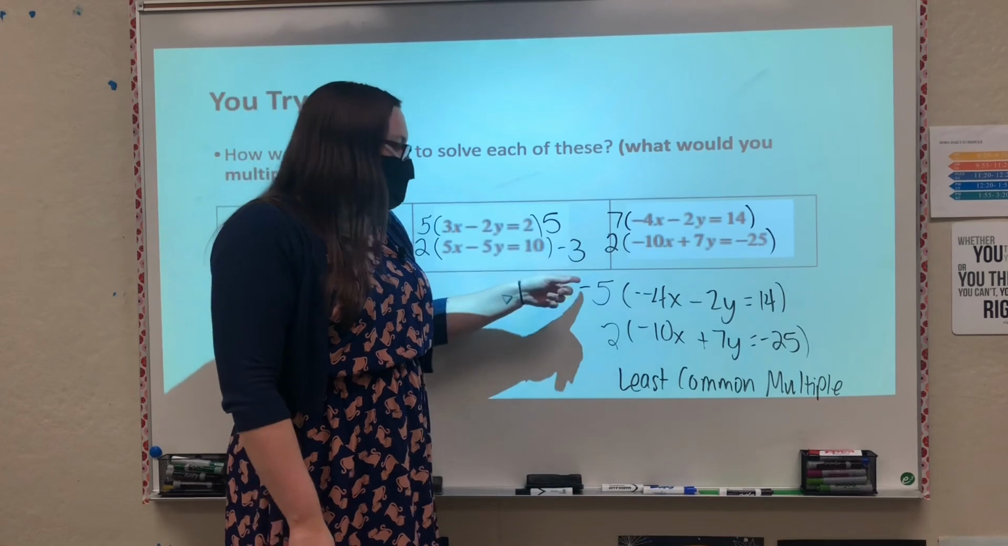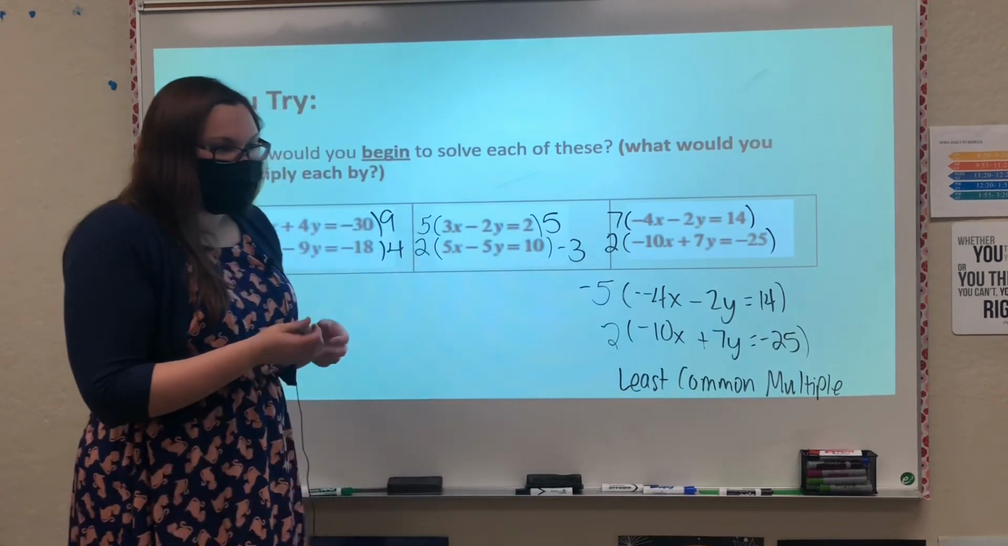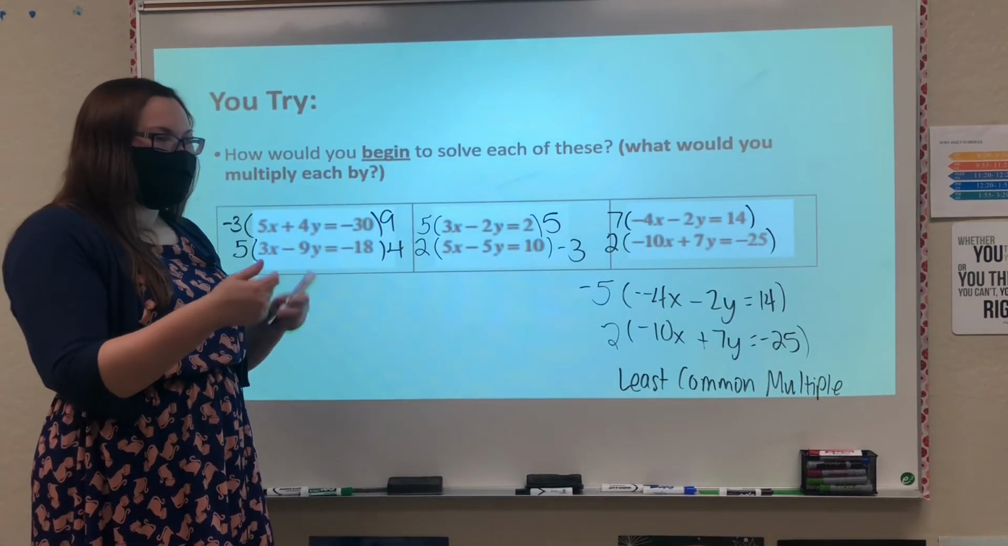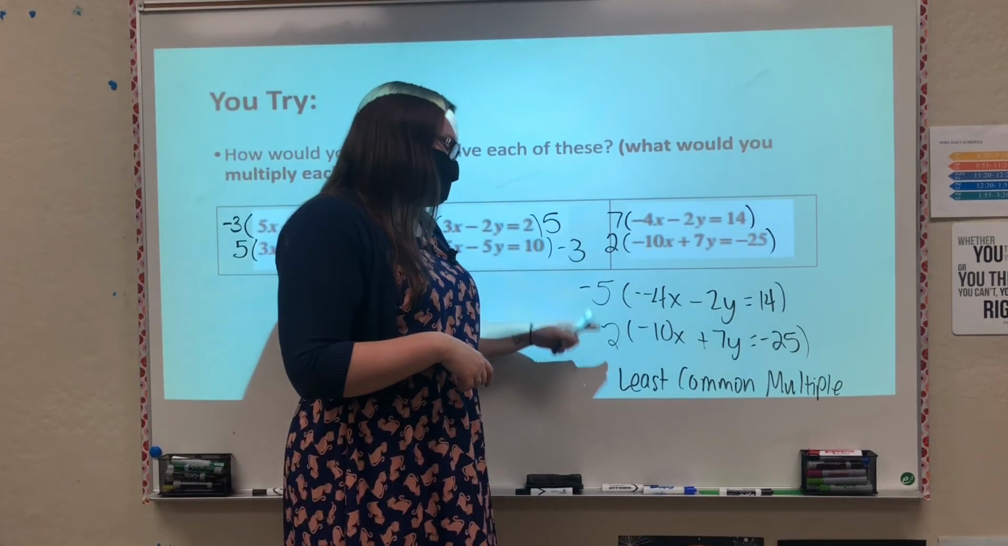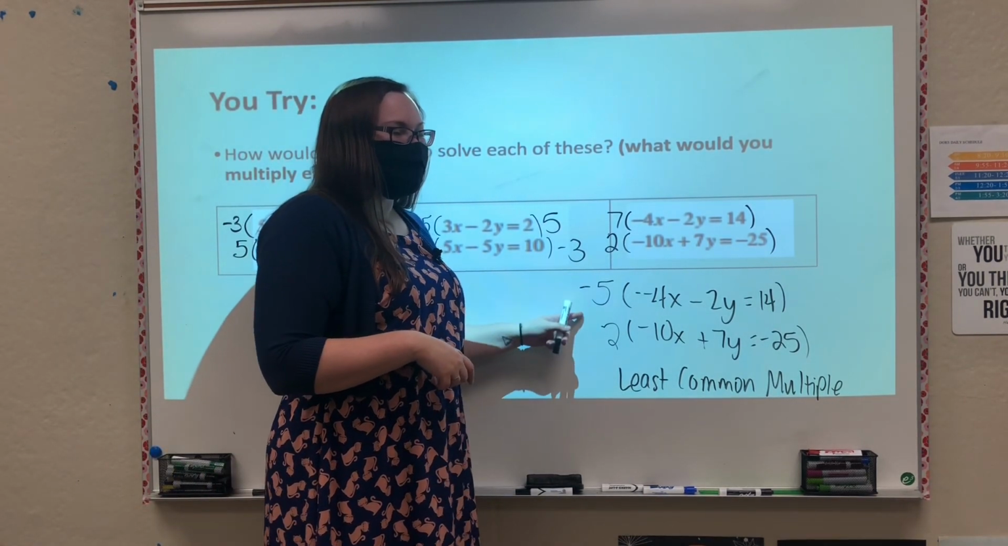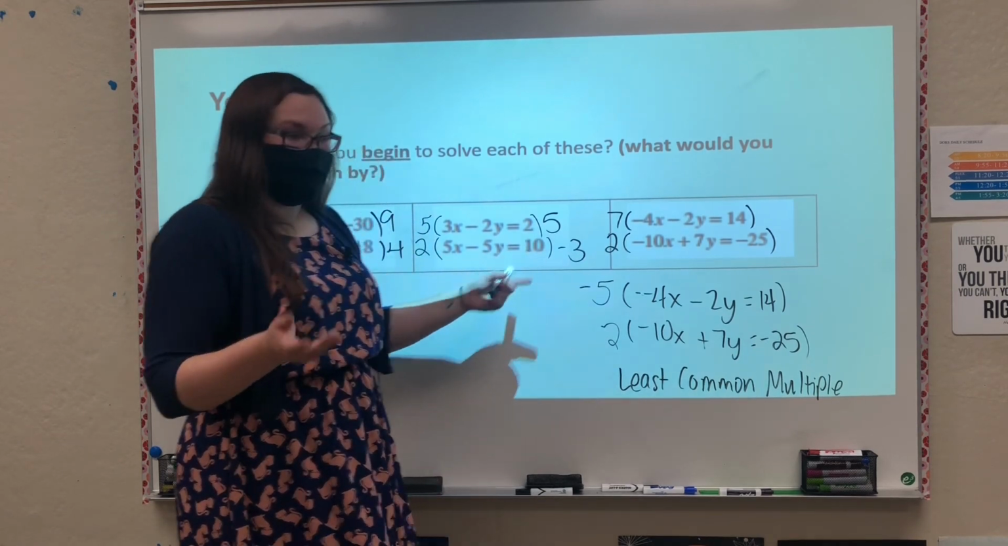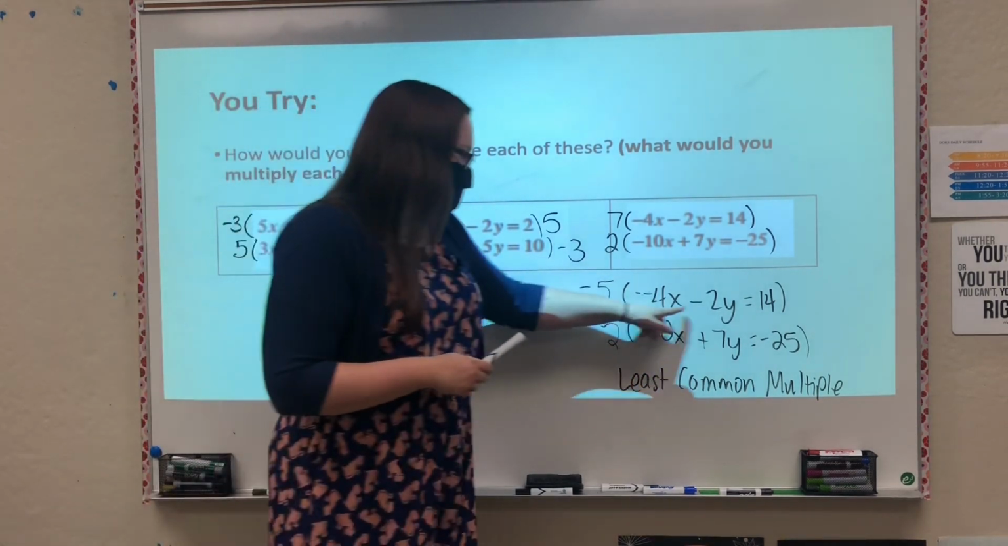Now, if we were to multiply by 10 and 4, is that wrong? No. It kind of goes back to what we were saying earlier. If you multiply by 10 and 4 instead of 5 and 2, 10 and 4 is giving you very large numbers. The numbers in this one are already kind of large.